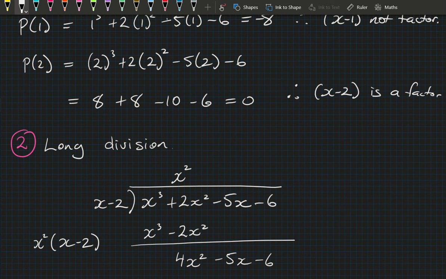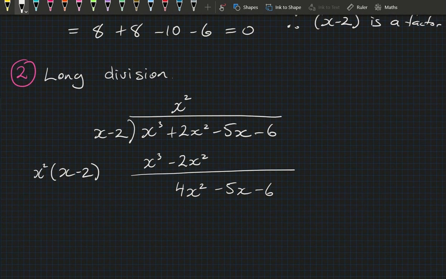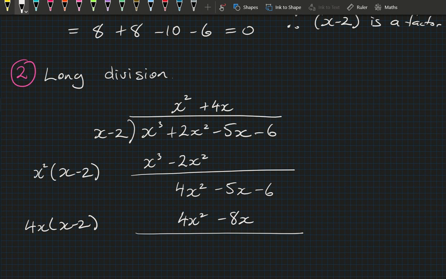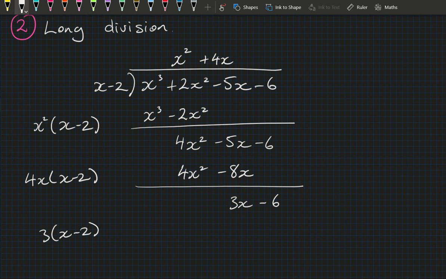So now I want to get rid of the 4x squared, so 4x times x minus 2 gives me 4x squared minus 8x. And of course writing the 4x up the top here. And subtracting that away, we're going to have 3x minus 6. Okay, minus 5 minus 8 is minus 3... I mean, minus 5x minus minus 8x is plus 3x, of course. So multiplying that by 3, we get 3x minus 6. Don't forget to put the 3 up the top. And of course, subtracting that away gives us 0.